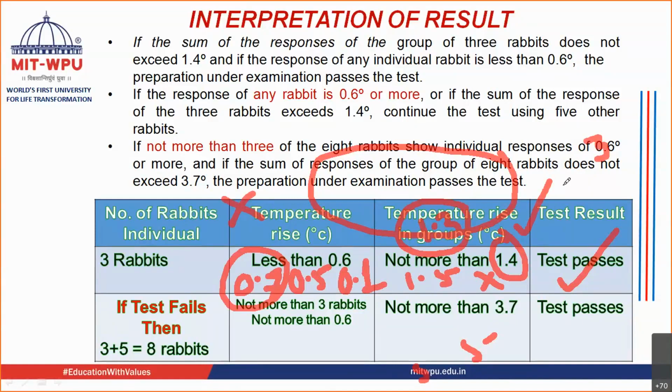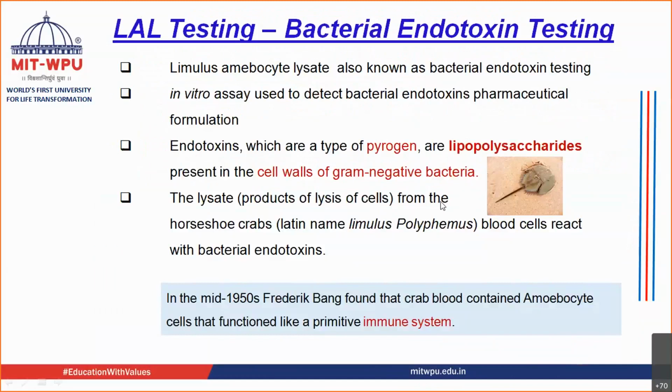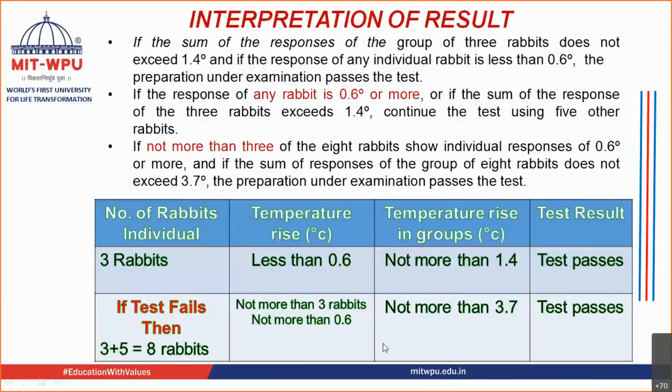Just to repeat once again. If you have taken 3 rabbits, and the rise in temperature of each rabbit is less than 0.6 degrees Celsius and the total rise in temperature of these 3 rabbits is not more than 1.4, then the test passes. If any of these criteria is not met, then the test fails.